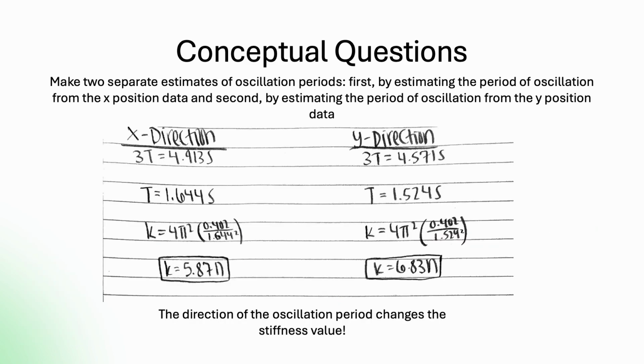Additionally, looking at the oscillation periods, we can see that if you calculate the oscillation period for the x direction and the y direction, they give you two different values for k, which means that the direction of the oscillation period changes the stiffness value.